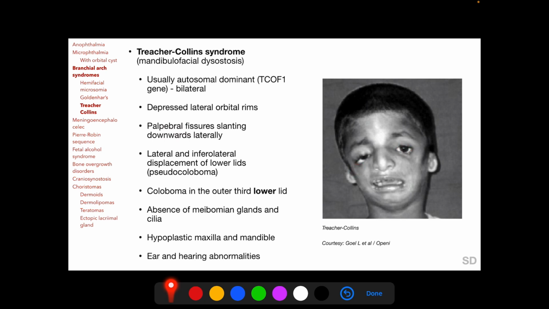There is lateral and inferolateral displacement of the lower eyelids called pseudocoloboma, and there can actually be a coloboma in the outer third of the lower eyelid. So lid colobomas of Goldenhar syndrome are in the upper eyelid and lid colobomas of Treacher Collins syndrome are in the lower eyelid. There can be absence of meibomian glands and cilia in the lower eyelid, and Treacher Collins syndrome also has hypoplastic maxilla and mandible along with ear and hearing abnormalities.